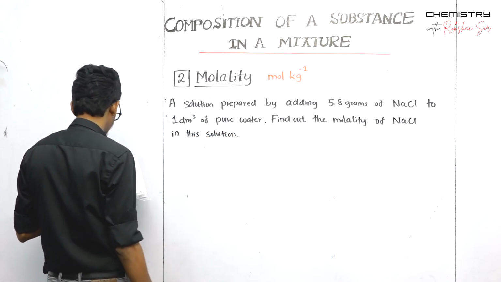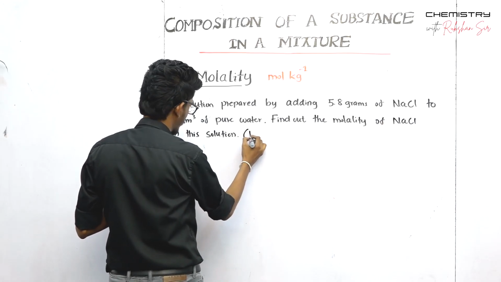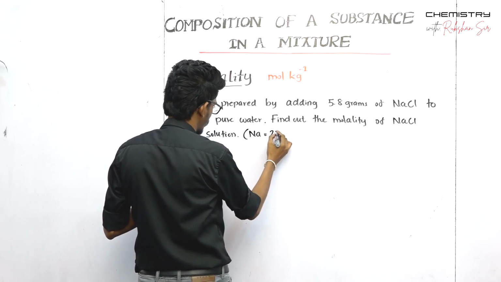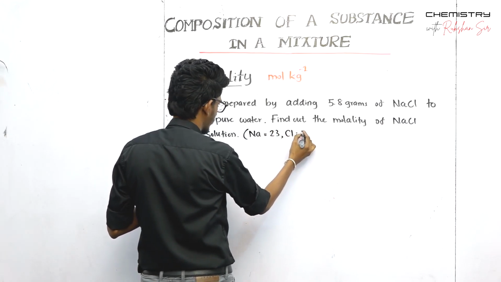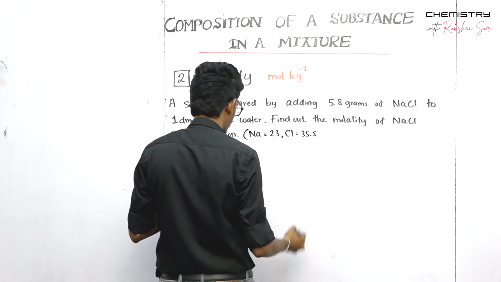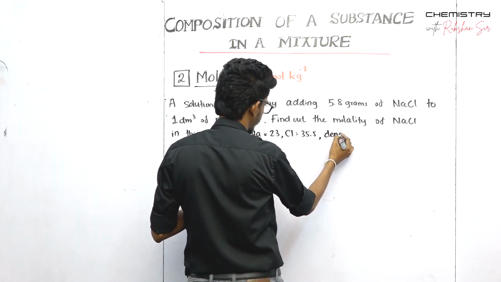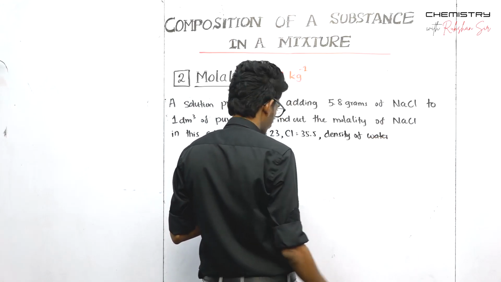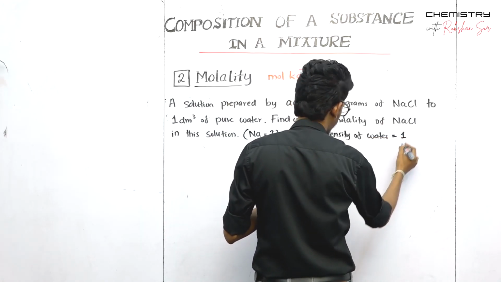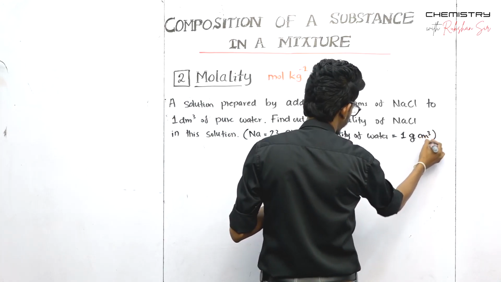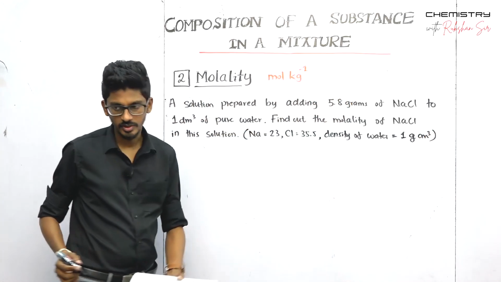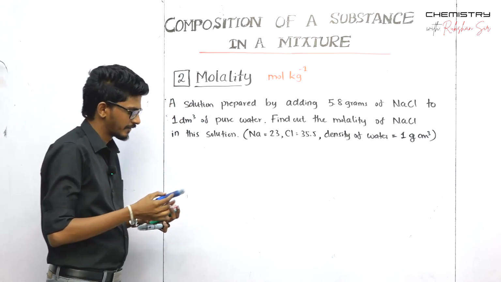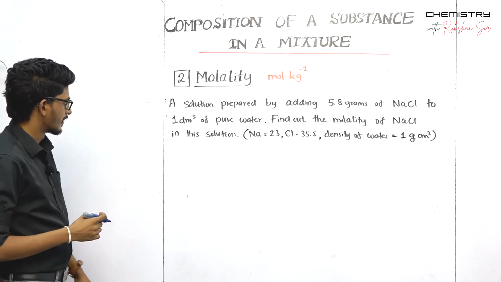Some more data are provided, right? They have provided the molar weights or the atomic weights: sodium 23, Cl 35.5, and the density of water is also given. Density of water is given as 1 gram per centimeter cube. Right? This is your question. See what this looks like.